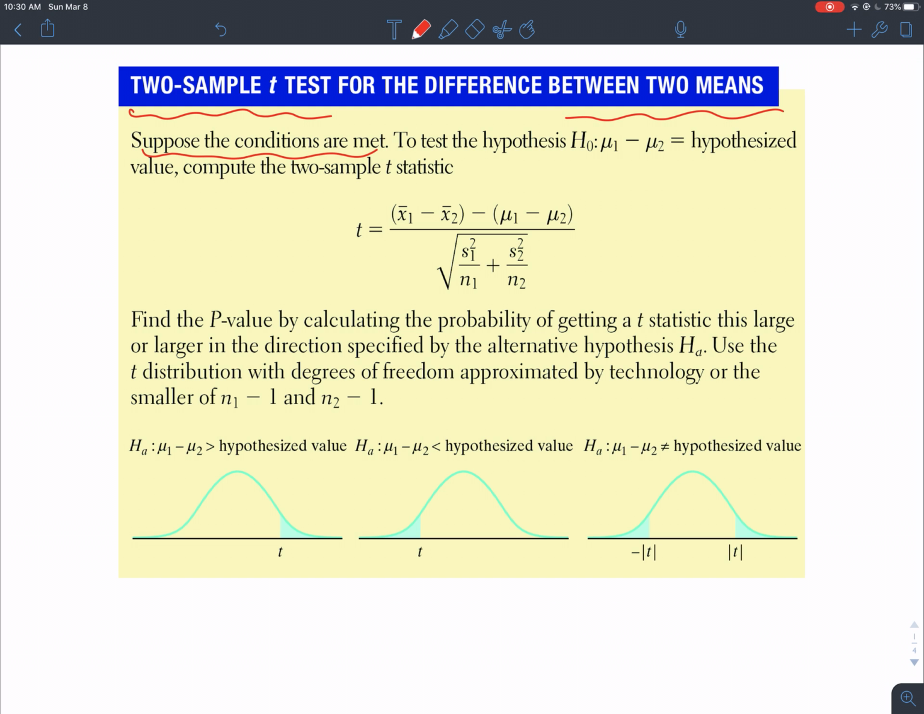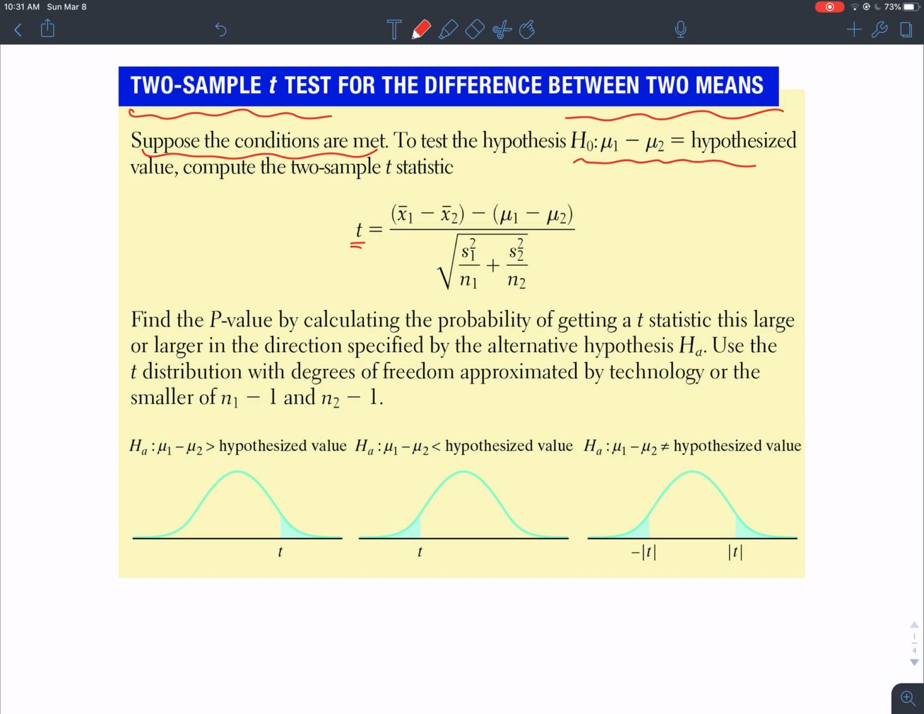And then to test, this is our null hypothesis, and usually for us this is 0. I think there's maybe a homework question where this is not 0, it's like 5 or something like that, but usually for us we're saying that our null hypothesis is that mu1 minus mu2 is 0. Okay. And then we compute the two-sample t-statistic. Remember, for means, we're always doing t-procedures. There's the formula to come up with your t-statistic.